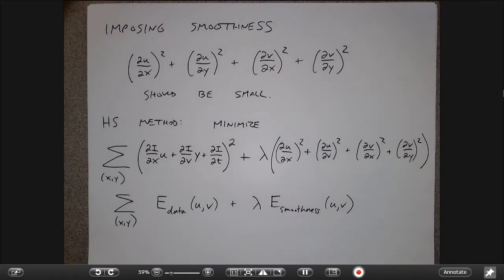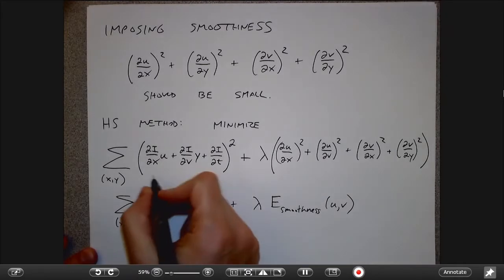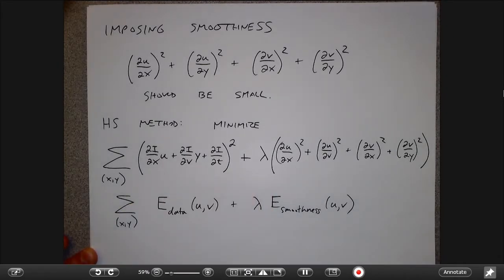Yeah? Isn't the data term 0 here? Well, ideally the data term is 0, but in practice, when I have real images, it's not going to be exactly 0, right? When I calculate my best U and V, the best I can hope for is that this is going to be small, because real images deviate from the brightness constancy assumption. Things like pixel noise, non-Lambertian surfaces, and lighting changes all contribute to non-ideal conditions.